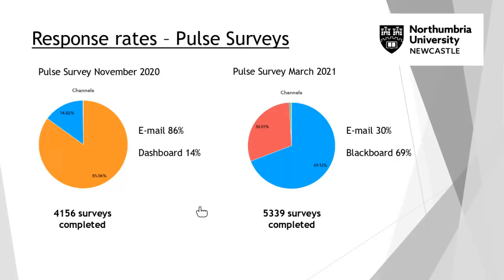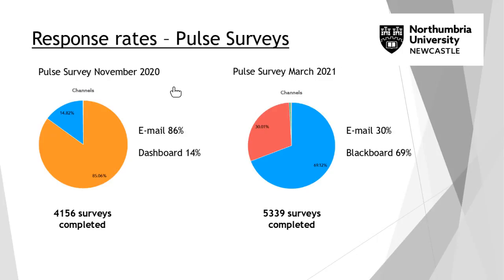And this is my final slide. This is about response rates for our pulse surveys. So these are quite broad institutional level surveys. It's just one survey per student. I think a lot of universities are using these at the moment. We've been using them over the last year to gauge student sentiment about specific areas. So we've been asking about student well-being and support, access to IT resources, and their experience of the digital learning experience.